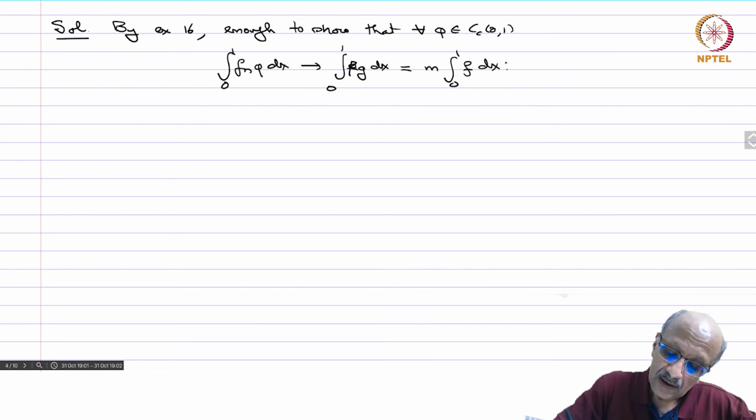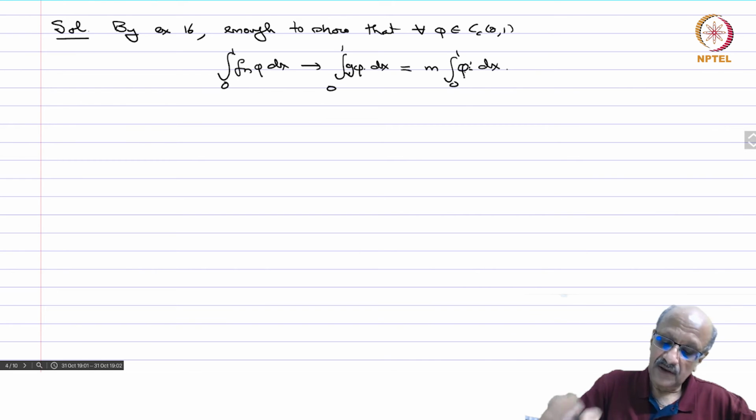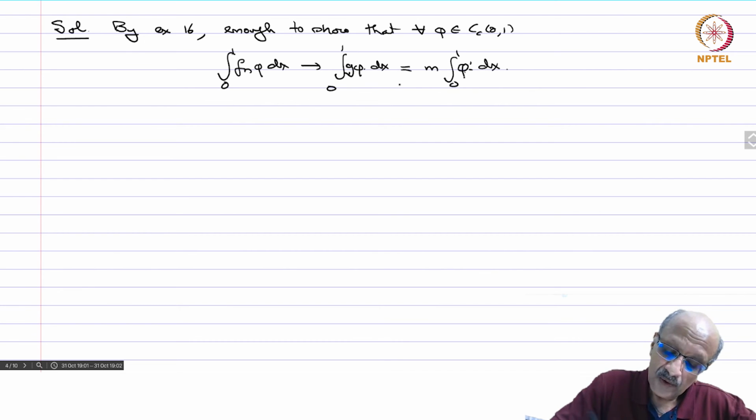Sorry, no, that's not what I meant. It converges to the integral of g phi dx, and that is equal to m times the integral of phi dx. Okay, so this is what we have to show. The f_n converges to g weakly, that is what the assertion was, not f. And g is m, so this is what we must show.